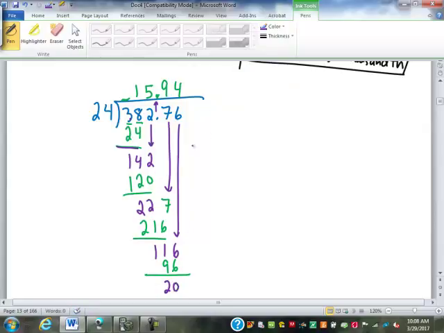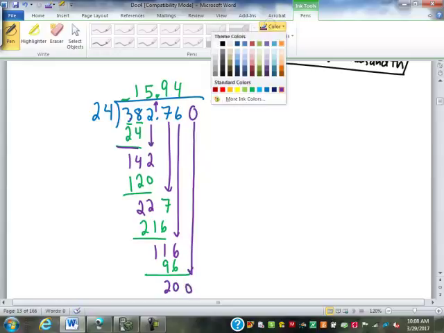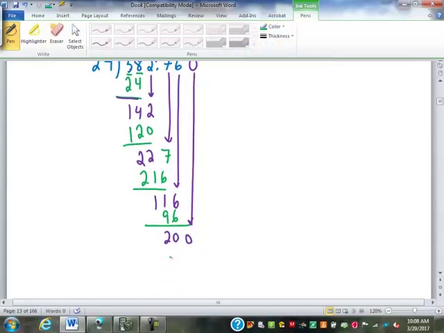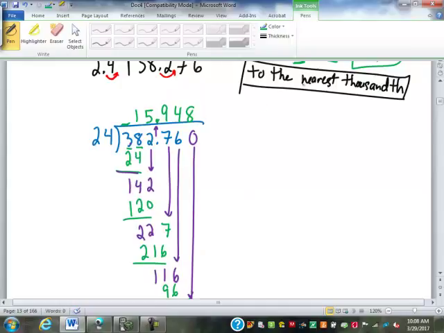Now there's nothing left. Does that mean I'm done? No, we can actually add zeros to that. Put a 0 on it and bring it down. 24 into 200 will be 8. 8 times 24 is 192. Leaves us with 8. Now we're at the thousandths place. We wanted to go to the nearest thousandths. Does that mean we can stop?